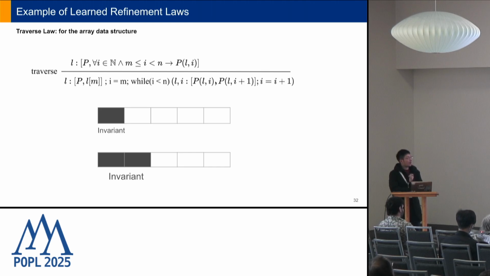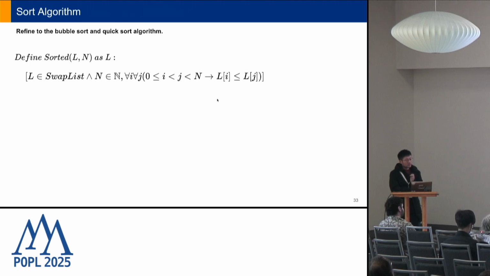Which means we only need the next refinement on the list at index i to index i plus 1. So for example, for sorting algorithms, we can first define the formal specification of the sorting algorithm: we have a list, such as a swap-allowed list, and we want that for all i and for all j in range, L[i] is always less than or equal to L[j].